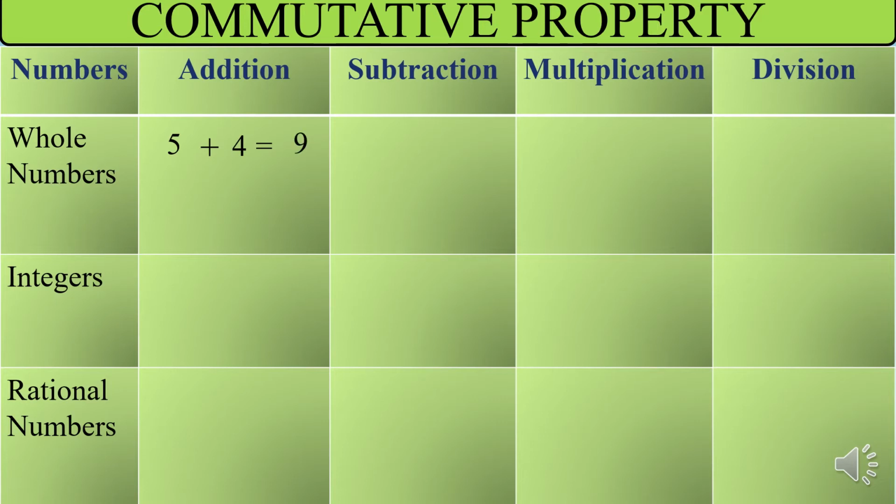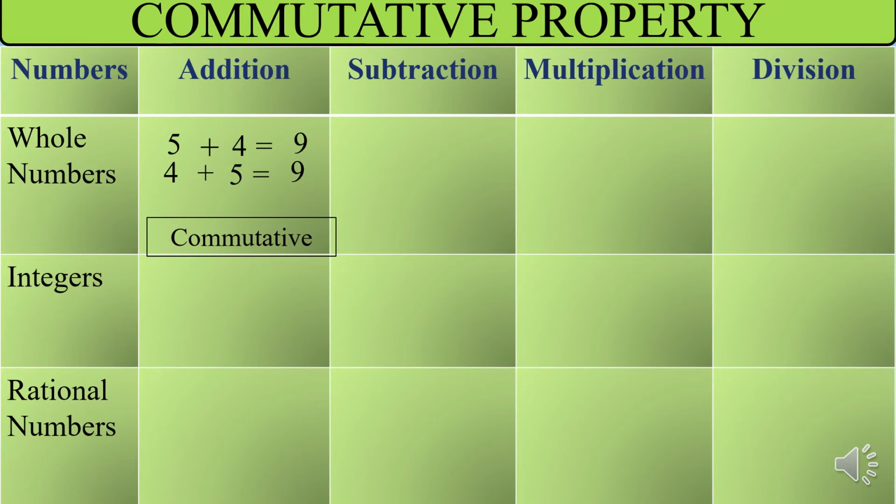Now let's change the position of these numbers. Now we take here 4 at first place and 5 at second place. And when we add these two numbers, we get answer 9. Children, here we can see that when we change the order of whole numbers, we get the same result. It does not make any difference. So here we can say that addition is commutative for whole numbers.